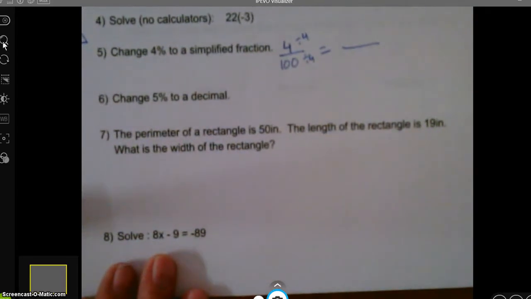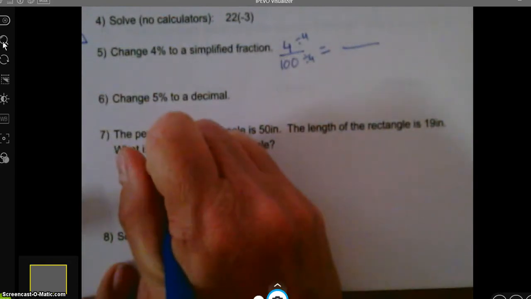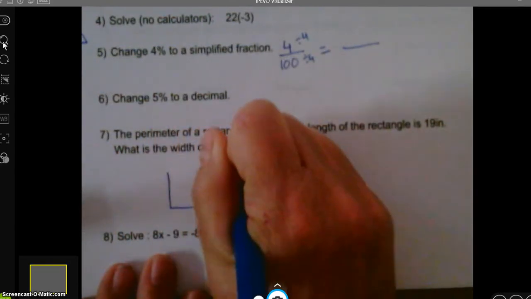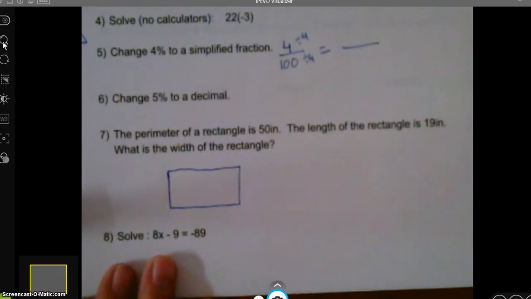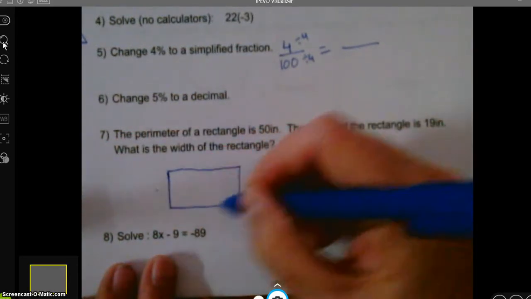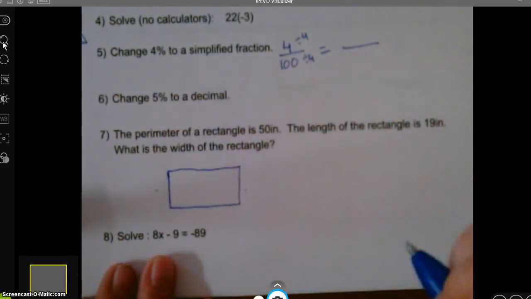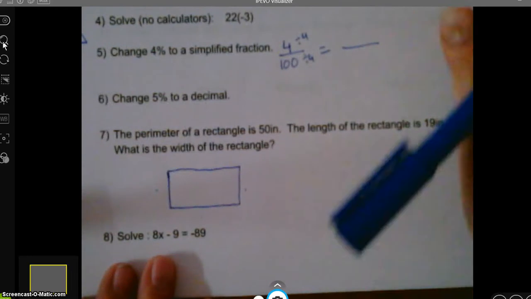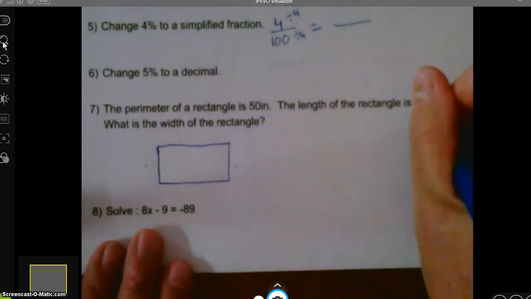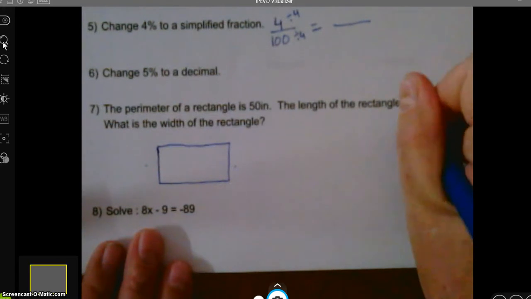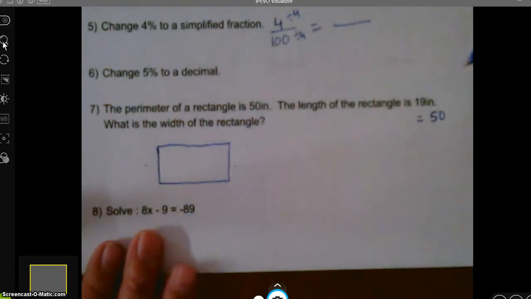And number 7 we are going to talk about. The perimeter of a rectangle is 50 inches. The length of the rectangle is 19. What is the width? Okay, so we have a rectangle. And most of you know I like to move to models. It helps me. When I add all the sides, I'm going to get a total of 50. Okay? So I'm actually going to show you this in the form of an equation. Okay? I know my end point is 50 because that's what the perimeter is. How do I get perimeter?